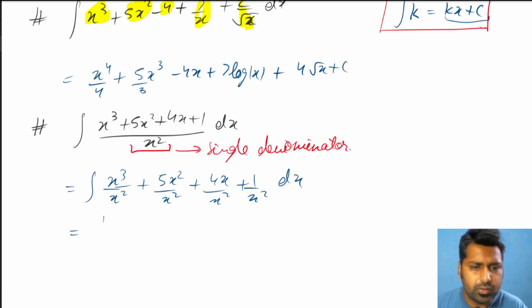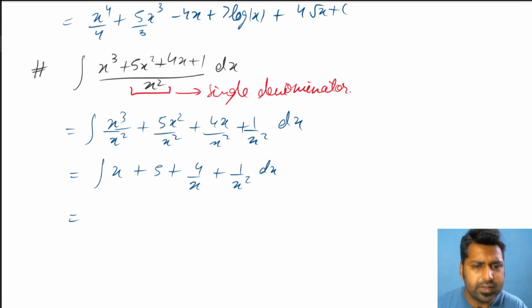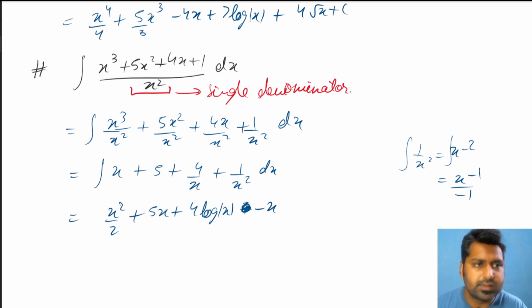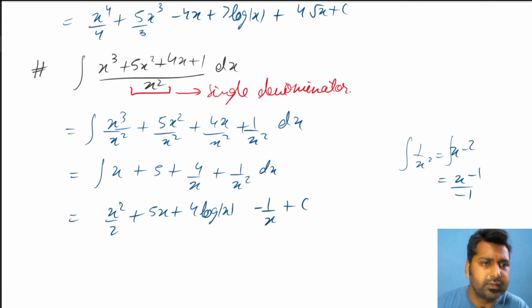So now this becomes integration x plus 5 plus 4 by x plus 1 by x square. And now this is easy. This is like the same question, integrated. Integration of x square by 2, constant, you multiply x with it, 4 by x is 4 log mod x, plus 1 by x square integration is x raised to power minus 2, so minus 2 plus 1, minus 1 upon minus 1. So this becomes minus 1 by x plus c. You can do the integration of one particular term separately and get the answer in one go.